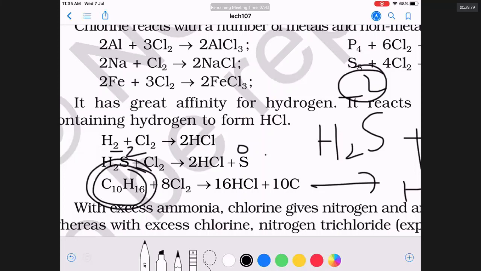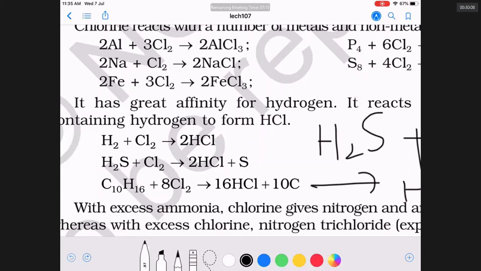So the C10H16 will become carbon. It means the electrons are taken away from carbon by chlorine. Chlorine is a good oxidizing agent. It can take away hydrogen from hydrocarbons. It can convert H2S into sulfur. It can convert hydrogen into HCl. It is an oxidizing agent, but not as good an oxidizing agent as fluorine.